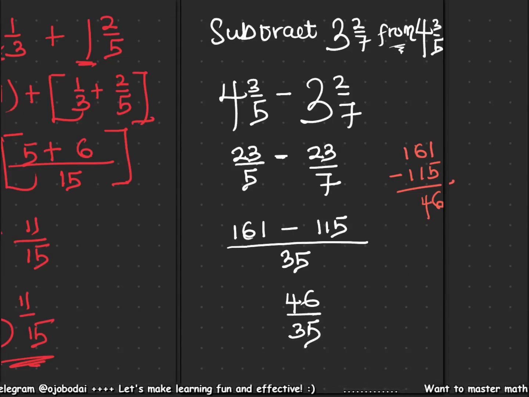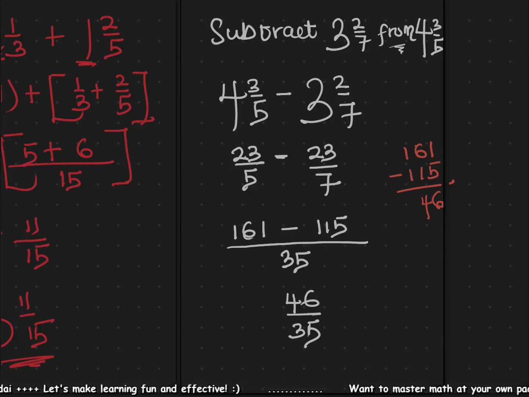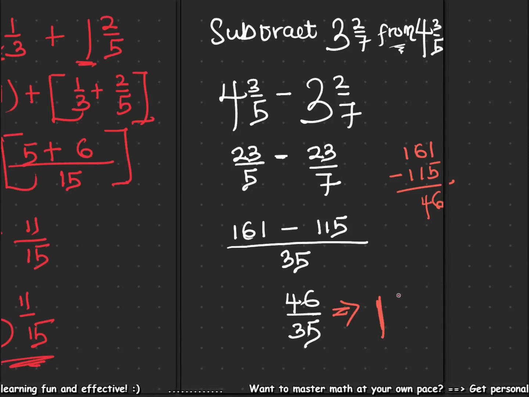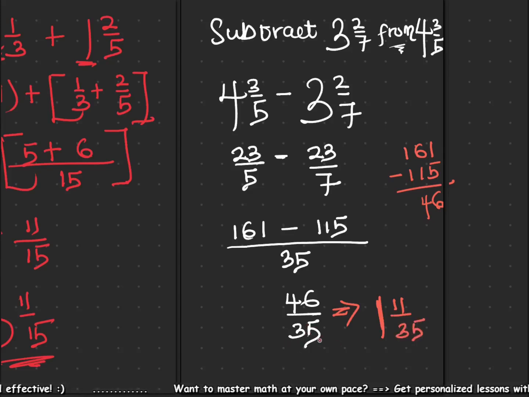And 46 over 35 here can be changed into mixed form because our numerator is bigger than our denominator. So you say it implies that 46 divided by 35 gives us a 1 whole number. So 1 whole number, then 11 over 35. 11 because 35 divides 46 just once. Then you have a remainder of 11. That is where we are taking this 11 from.